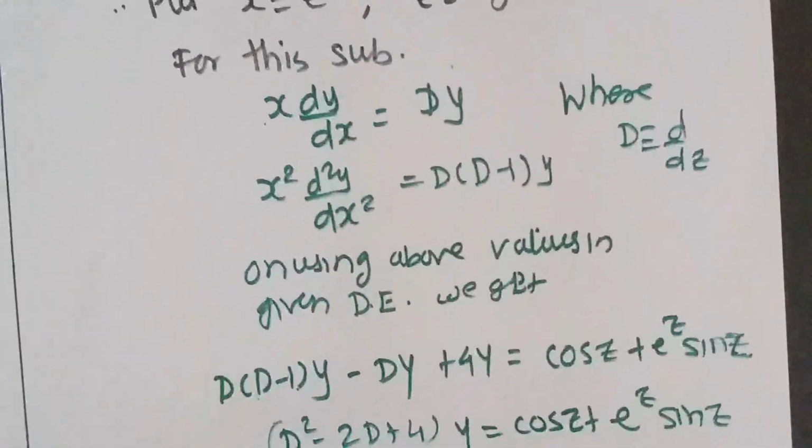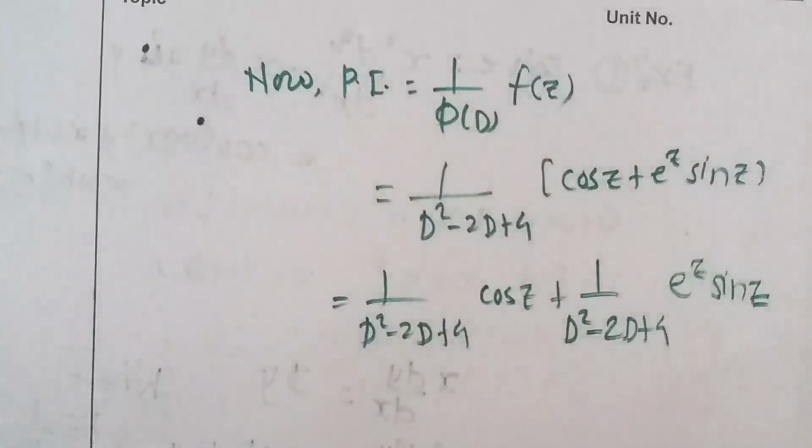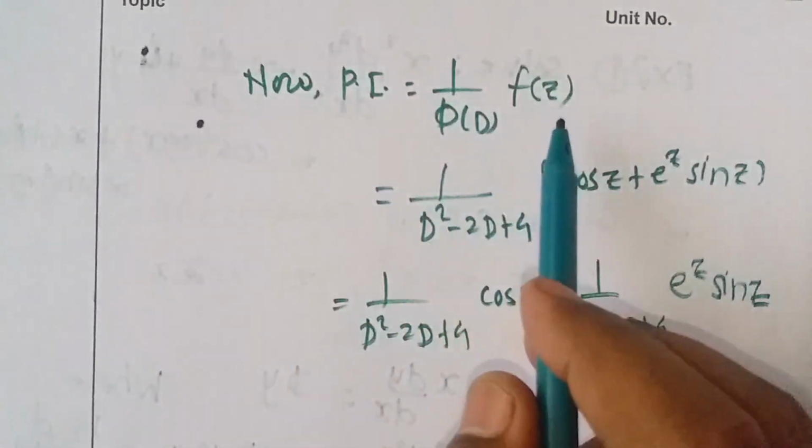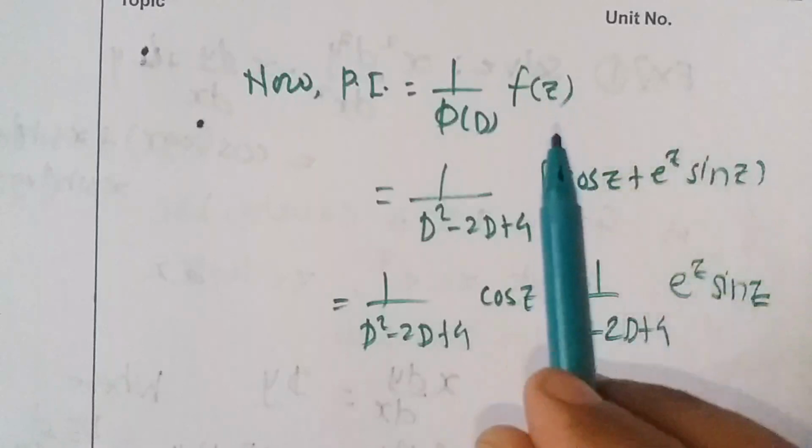Now the calculation for the particular integral. The definition of the particular integral is 1 upon phi of D times f of x, but here we have f of z, a function of z.